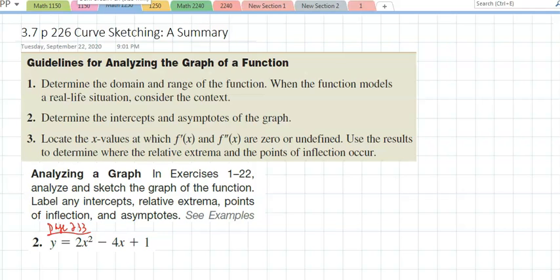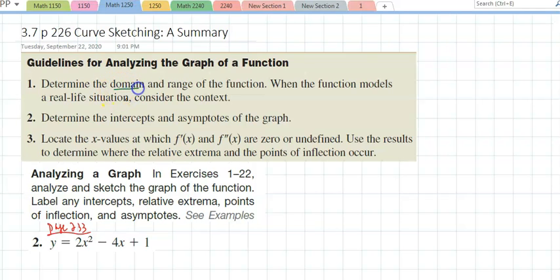Section 3.7 is on page 226. It talks about curve sketching, a summary of how to graph a function. To really graph a function in math, you need a few things, and that way you can graph pretty much anything.